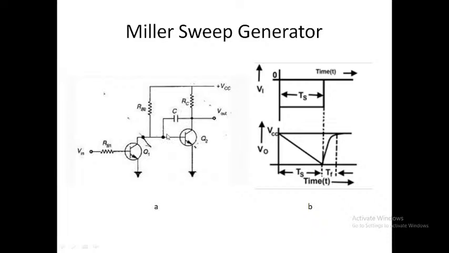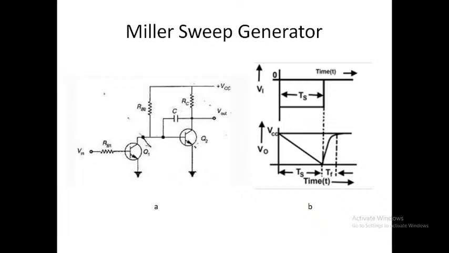A feedback capacitor is connected between the output of Q1 and the output of Q2. This is the feedback capacitor, and these are the output waveforms for the Miller sweep generator. Here the transistor Q1 acts as a switch, and Q2 is a common emitter amplifier.